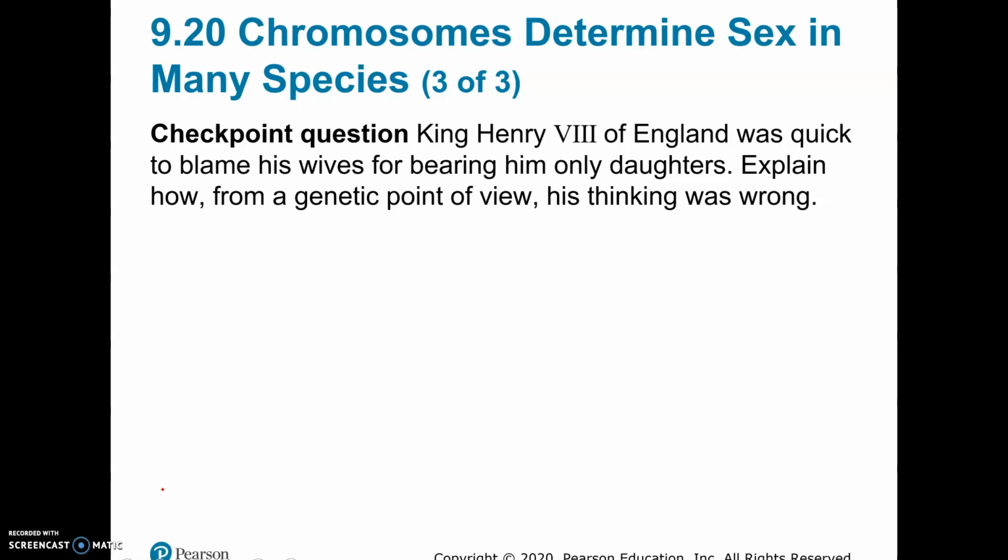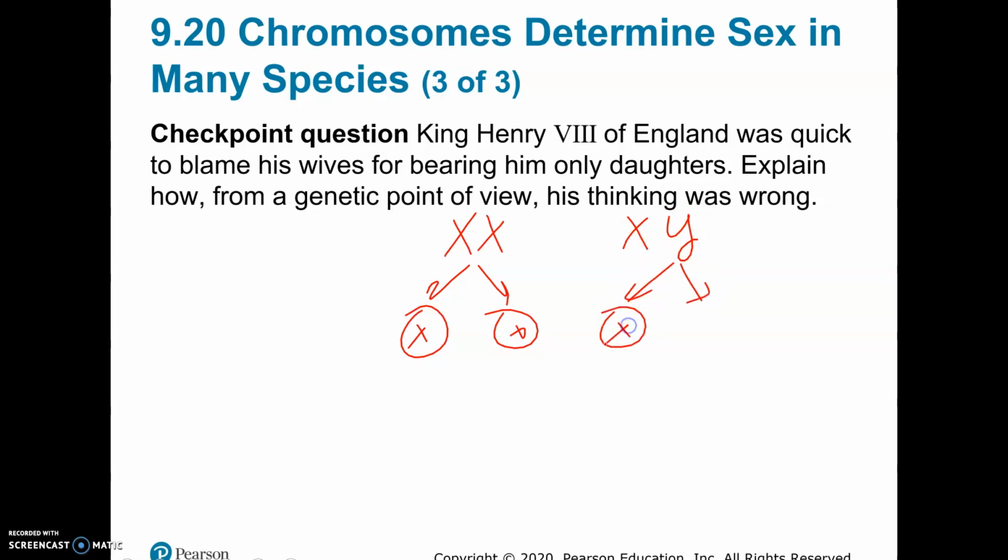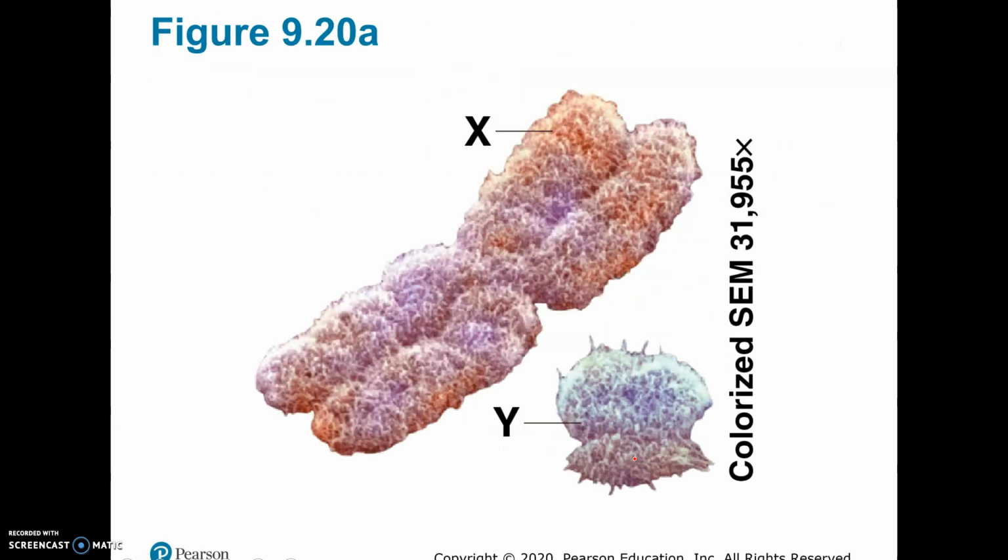So King Henry VIII was always blaming his wives because he kept having daughters. Turns out it wouldn't have been his wives' fault because his wives would have been XX, right? So when they go to make eggs, they can either give X or X. That's it. But King Henry, being a male, he would have been the one that could have given X or Y. So the mom every single time would have given an X, and if he kept having daughters, that would have been his fault. He would have been the one giving that second X. In order to have a son, he would have needed to give the Y chromosome.